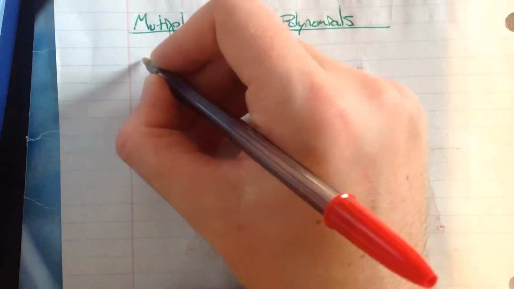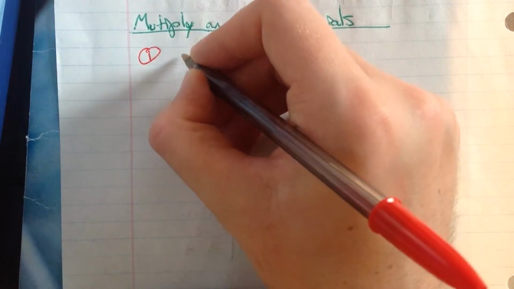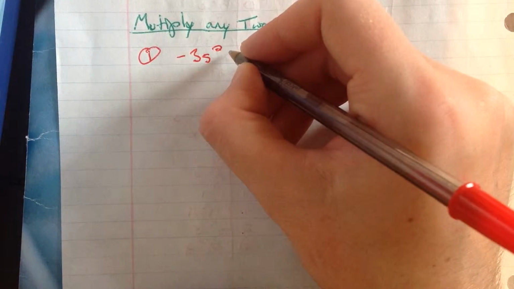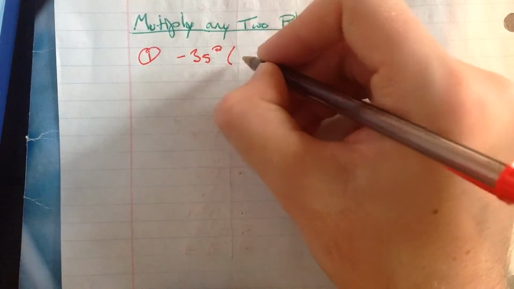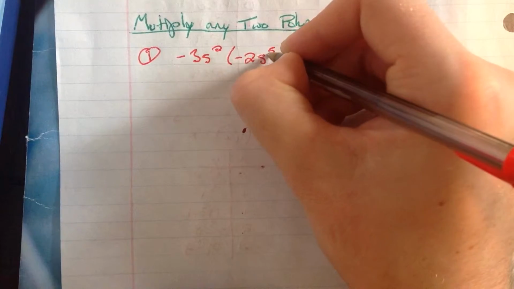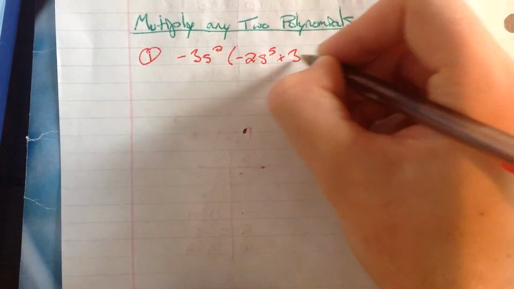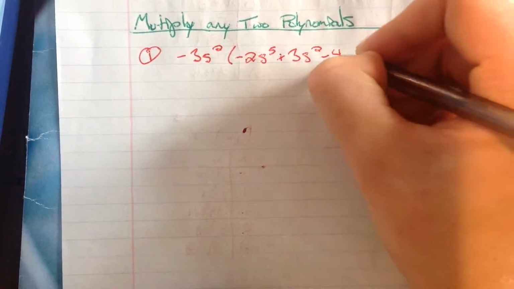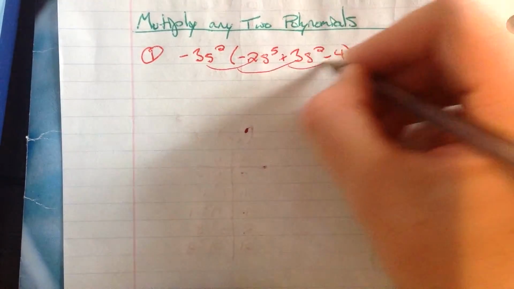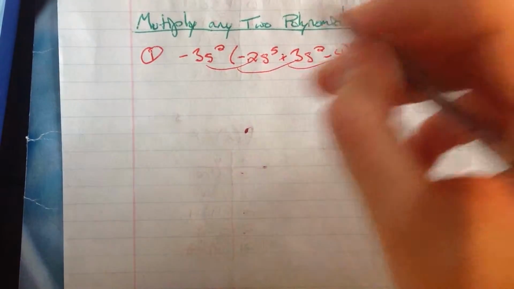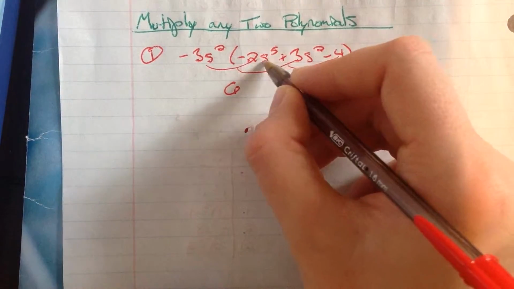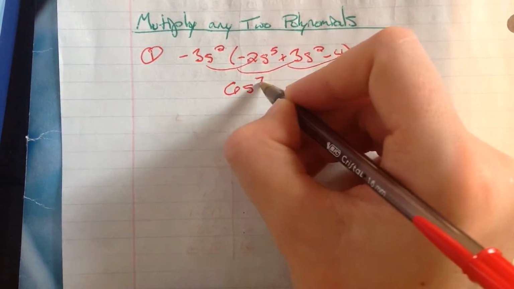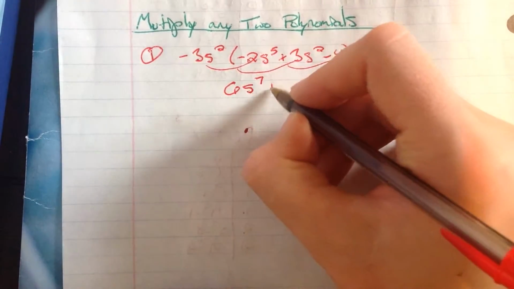Multiplying any two polynomials. So, for example, say I want to multiply negative 3s squared times negative 2s to the 5th plus 3s squared minus 4. So we're going to distribute this number through. In other words, this becomes negative 3 times negative 2, which is 6. s squared times s to the 5th becomes s to the 7th when we add the powers.